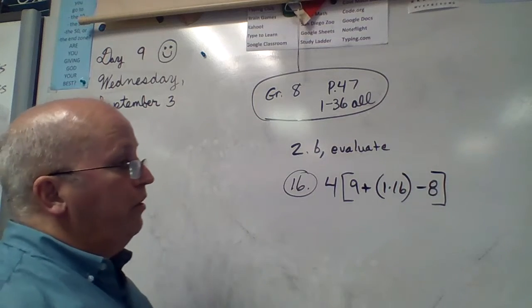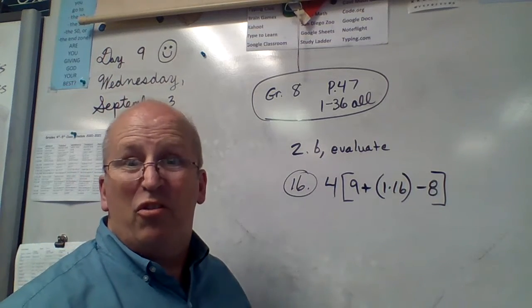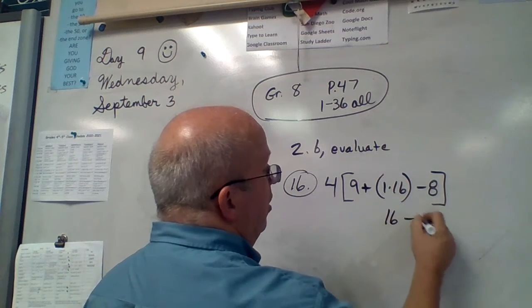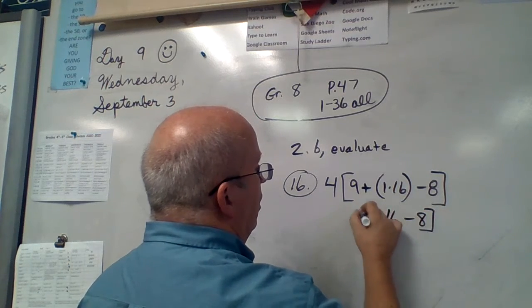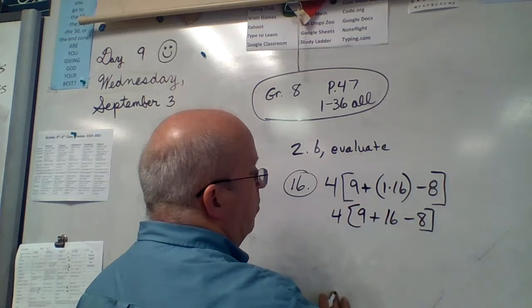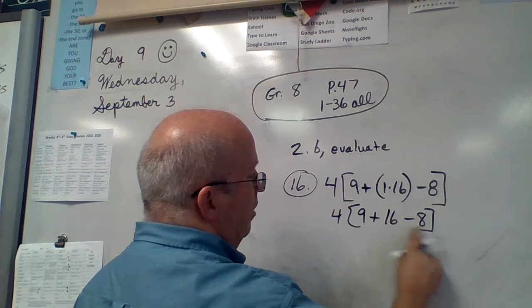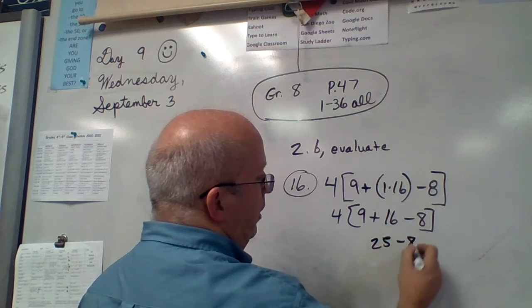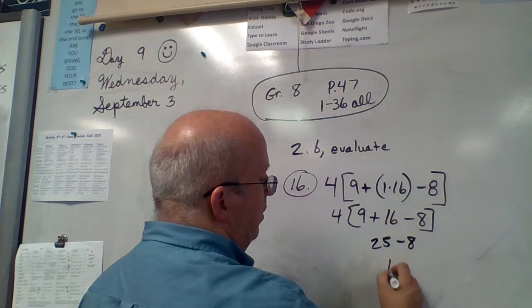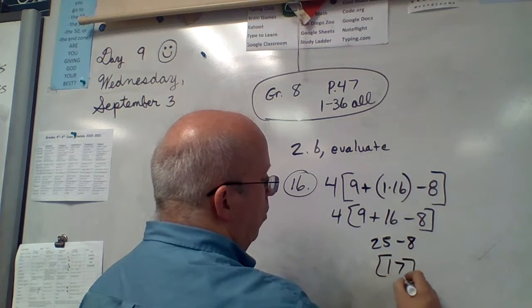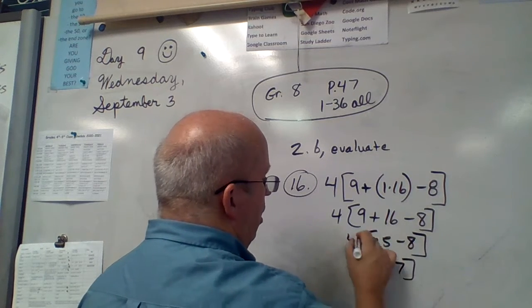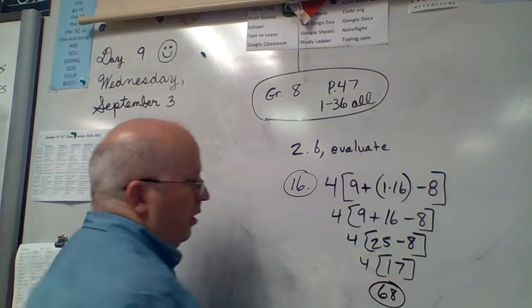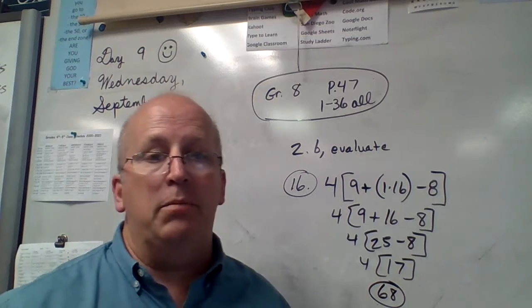Well, according to the order of operations, we've got to do everything in parentheses first, right? So I'm going to do this part right here first. I get 16, and I'm going to rewrite everything else the way it was. I still have to do everything in the brackets, so I'm going to work from left to right because I've got adding and subtracting going on. 25 minus 8 is, let's see, that'd be 17, right? And then finally, what's 4 times 17? 68. Done with problem 16.